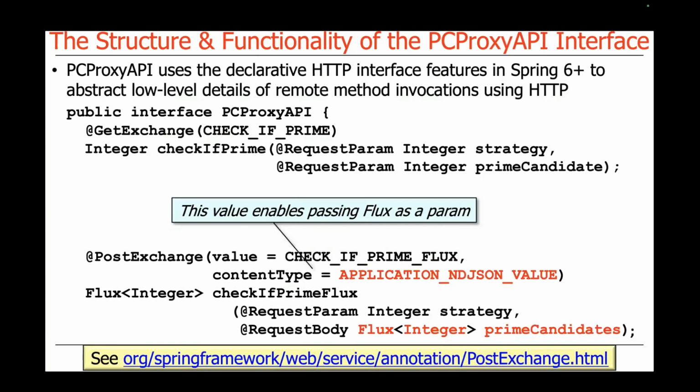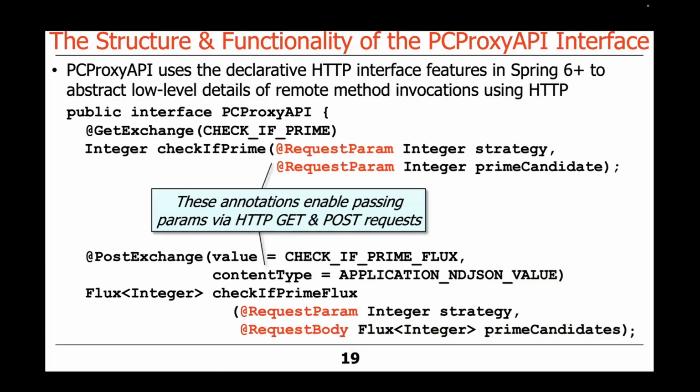Then in this case, we also indicate that we want to pass the parameter. We're passing a flux as a parameter. So this is what you have to do if you're defining something that will pass a flux. You have to put in this tag, this is application NDJSON value, and then we can pass a flux as a request body. The values you have here, RequestParam and RequestBody, are really the same annotations that you would see either implicitly or explicitly on the server side.